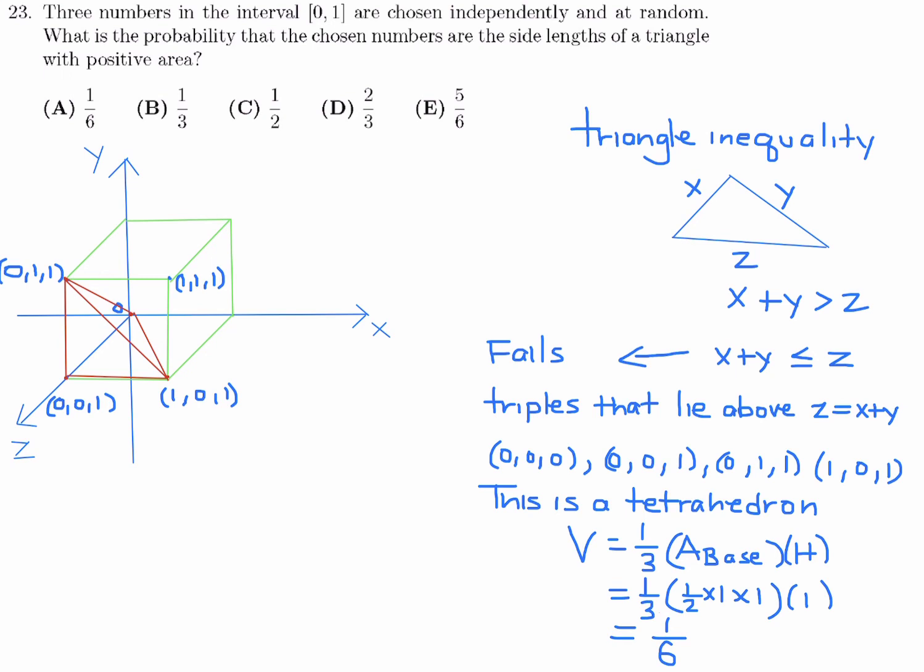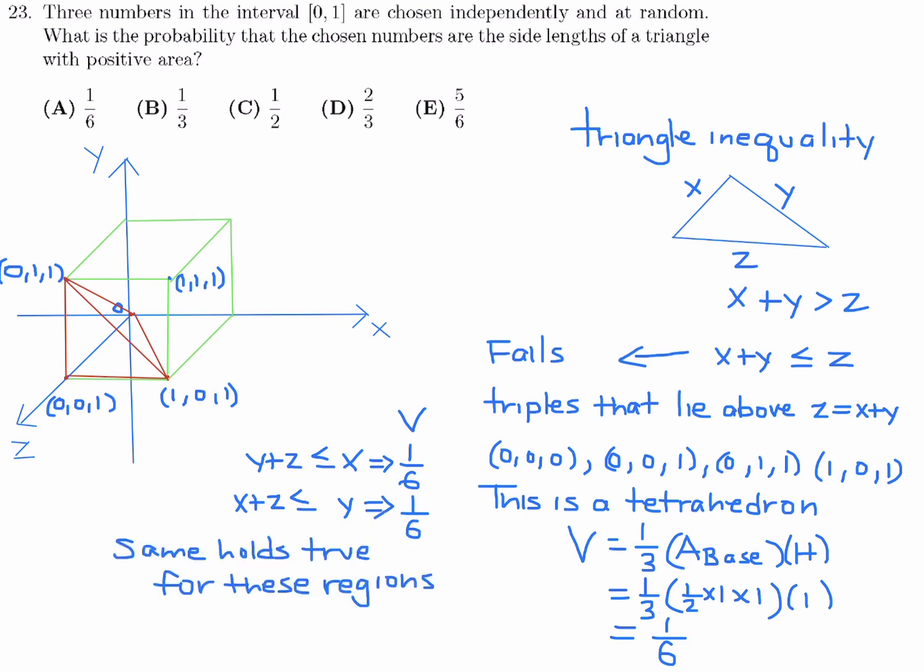All right, but here's the thing. The same holds true for any region involving x greater than y plus z, and also y greater than x plus z. So if x is greater than y plus z, or y is greater than x plus z, it's similar to that. And each of these volumes are also going to be 1/6 by the same sort of calculation. So to calculate the total regions that fail to produce triangles, it's this plus that.